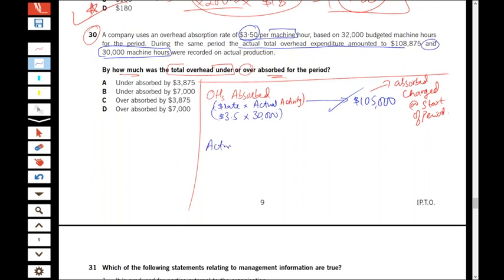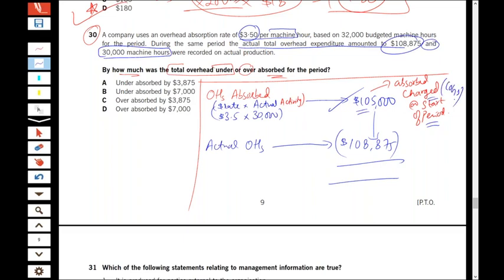But when I saw the actual overheads, it was 108,875. That means what? I had undercharged. The overhead absorbed, which I assumed at the start of the period, was 105,000. That means already charged in COGS. Later on, I came to know that the actual overheads were 108,875. So I had undercharged by 3,875. That means option A.